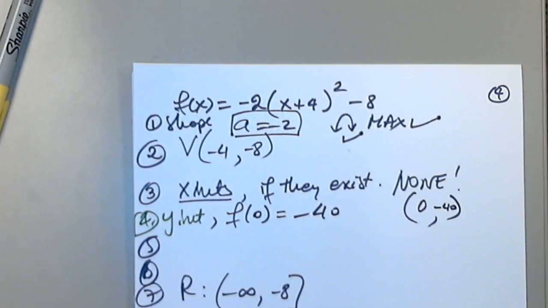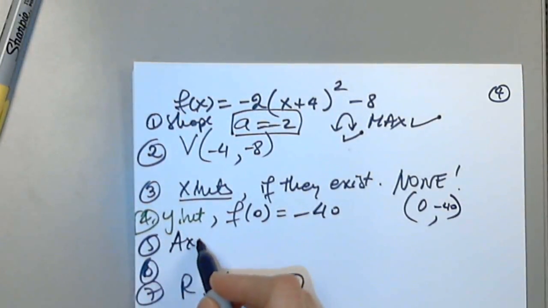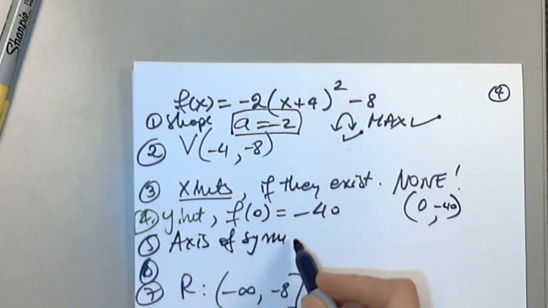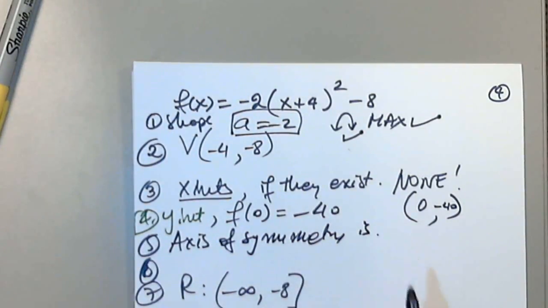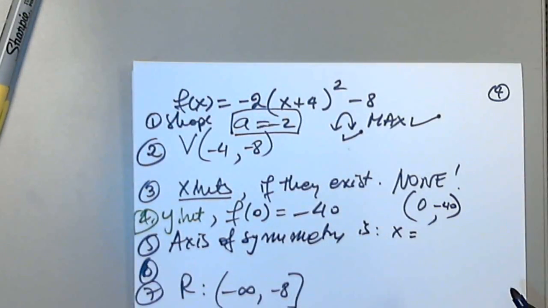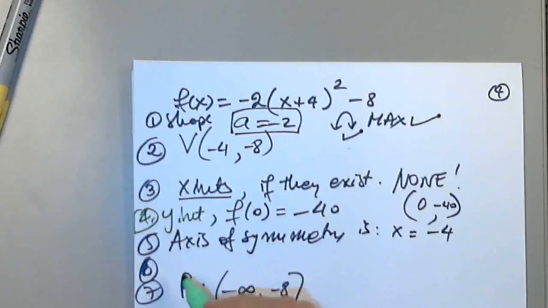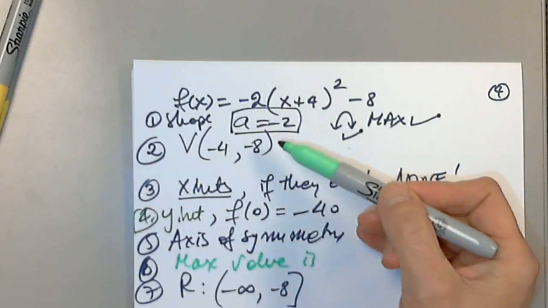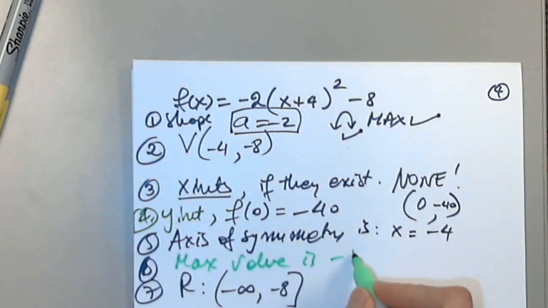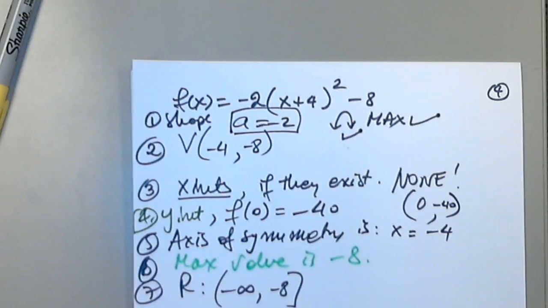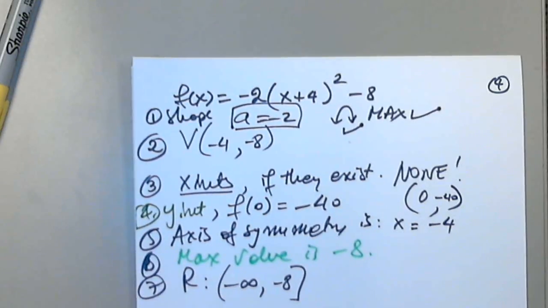Very good. Now 5 and 6 are just words. Axis of symmetry is? Yes, I heard that. X equals -4. That's it. And since it has a maximum or a minimum? Maximum. Very good. The maximum value of this function is the y-coordinate of the vertex. Max value of this function is -8. Awesome. Well done. Okay, now we are ready to graph.